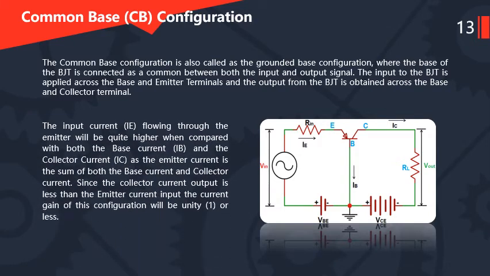The input current IE flowing through the emitter will be quite higher when compared with both the base current and the collector current, as the emitter current is the sum of both the base current and collector current. Since the collector current output is less than the emitter current input, the current gain of the configuration will be unity or less.